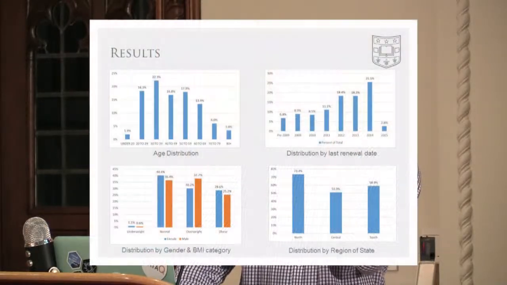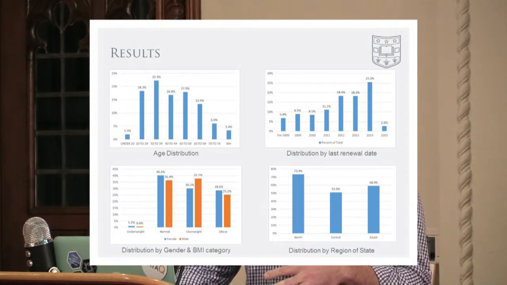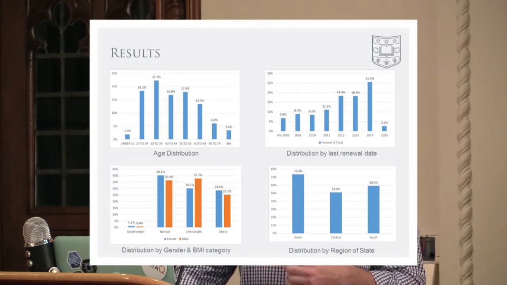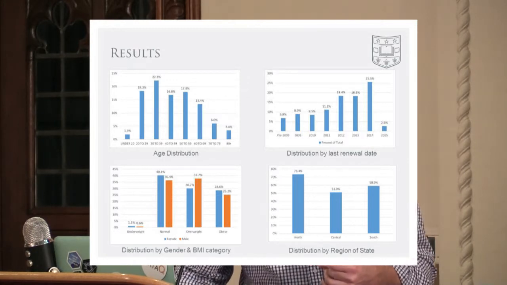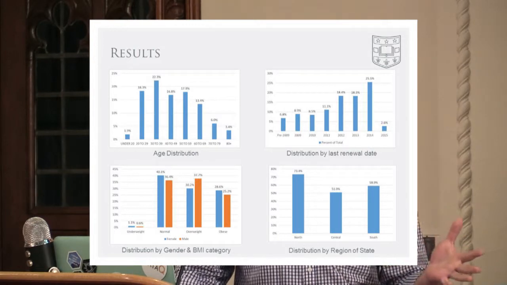These are just some of the results, looking at the age distribution across the driver's license records. Obviously it starts at age 16 and goes up. I believe we capped the data at age 90, which still left the majority of the folks in the data. We also looked at the age at the last point at which they renewed their driver's license.